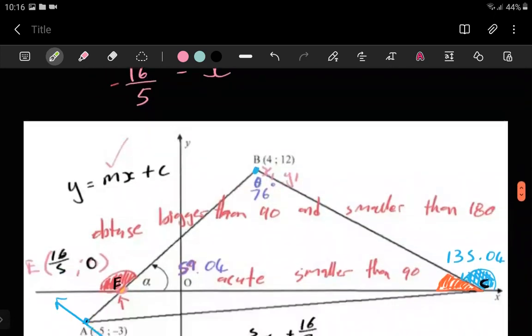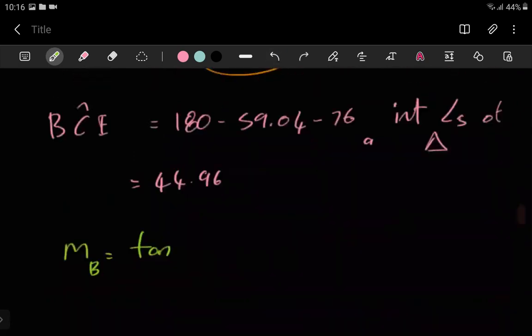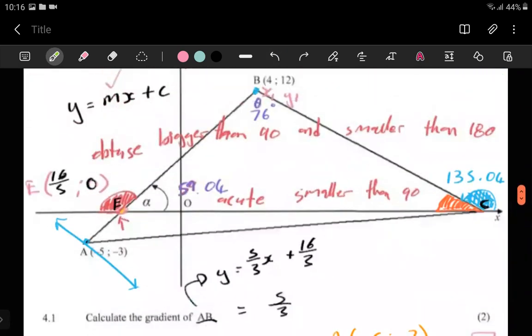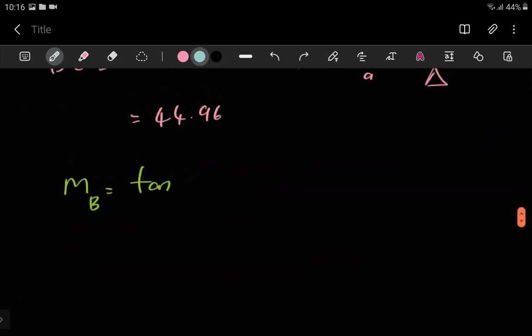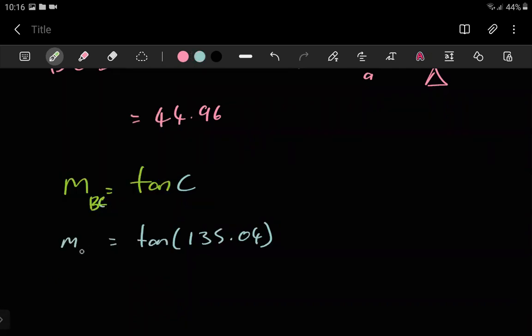Just use the angle here in the angle of inclination formula. So our angle of inclination, we know that we're going to use the gradient of BC, and then we have tan of the angle here. We need a placeholder for this angle. Let's just make it C. Just call it C, tan C. And then here you're going to have your angle, tan 135.04. This is line BC.